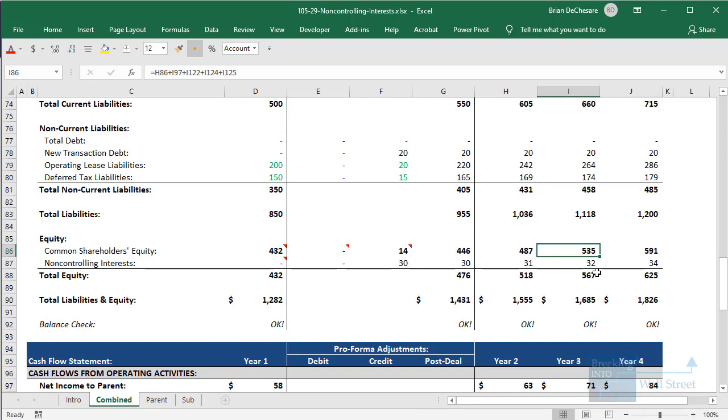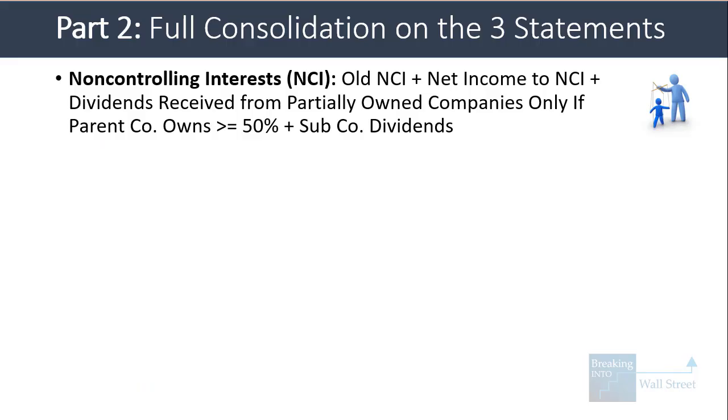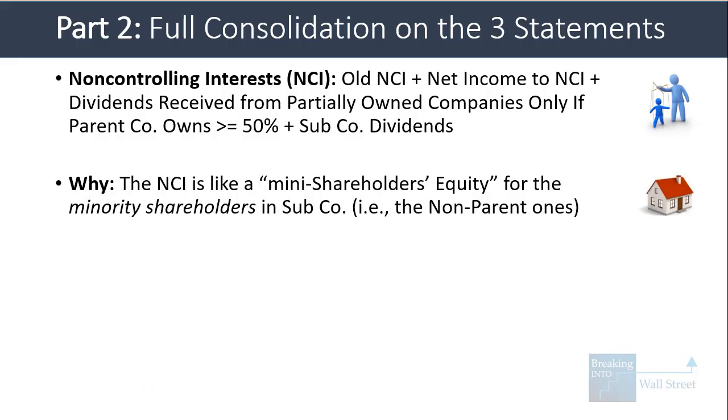It may look a little bit confusing. Some of the formulas are tricky, but conceptually, I don't think it is really that difficult. The way to think about this is that the non-controlling interest is kind of like a mini shareholders' equity for the minority shareholders in Subco.